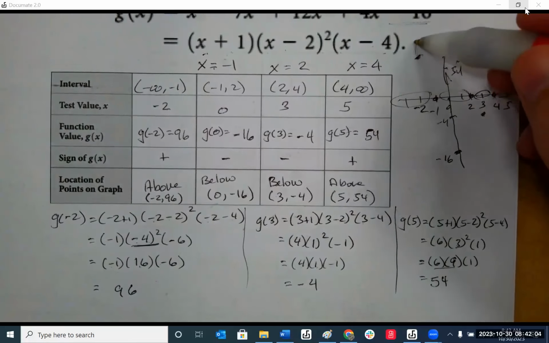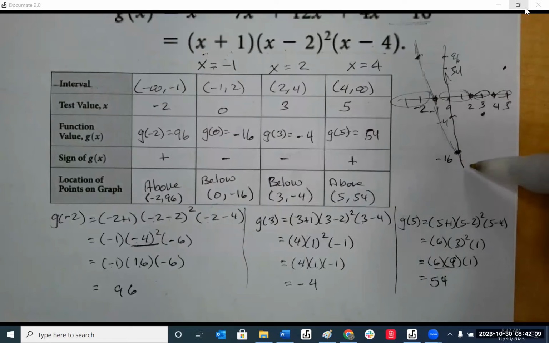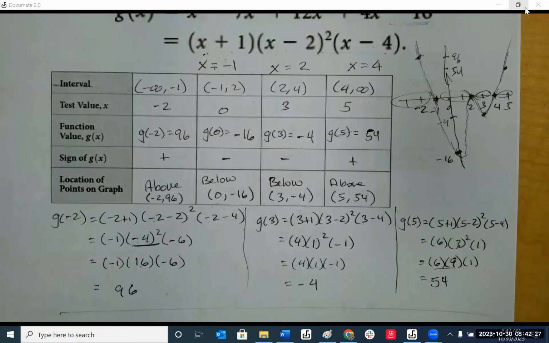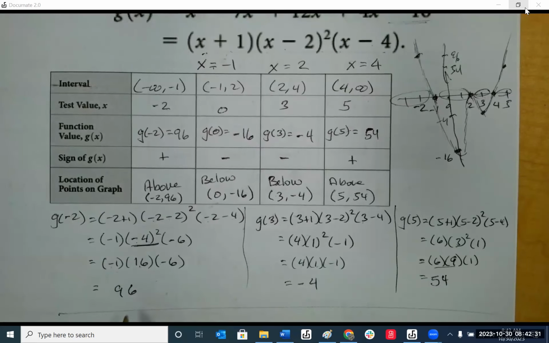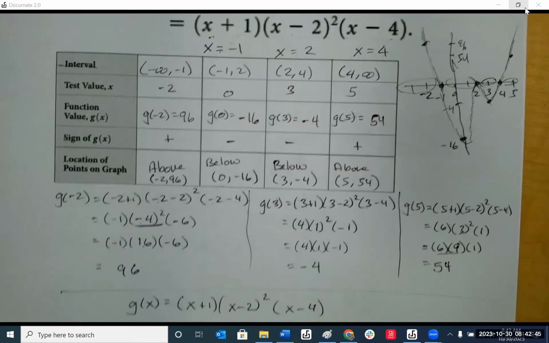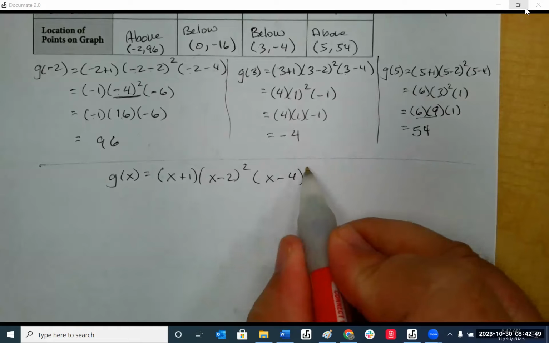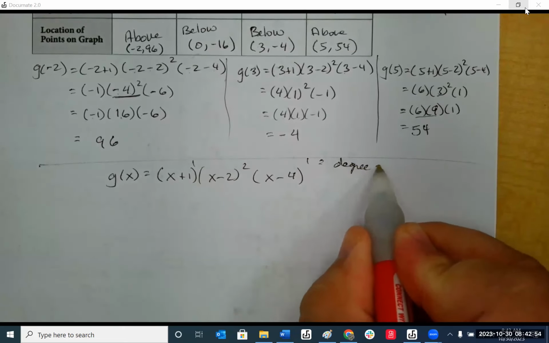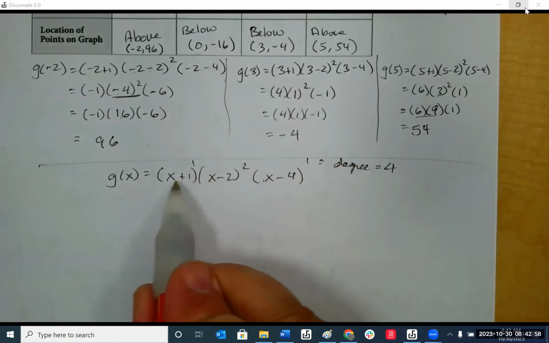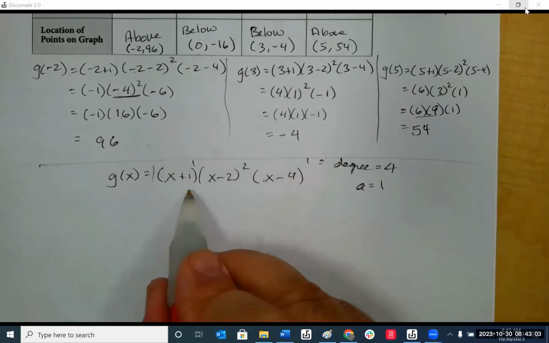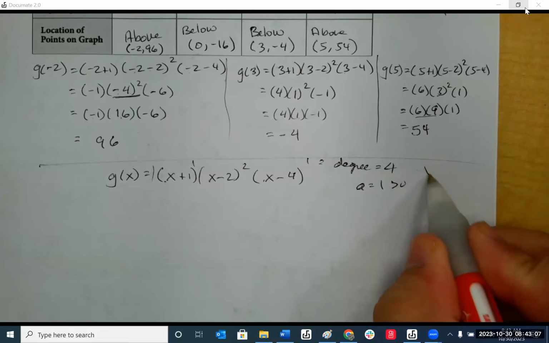So our graph is going through this point. It has to cross there. There's the y-intercept. It goes here, goes there, and back up. Again, with what we did last class, we could draw the same graph. 1 plus 1, so the degree is 4, which means they both point the same direction. A is 1, there's a positive 1 there, all the x's are positive. So it's greater than 0, so both ends point up.